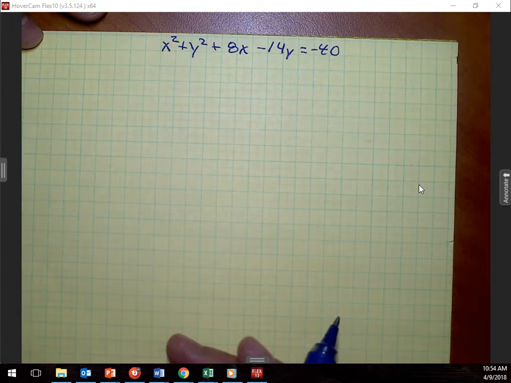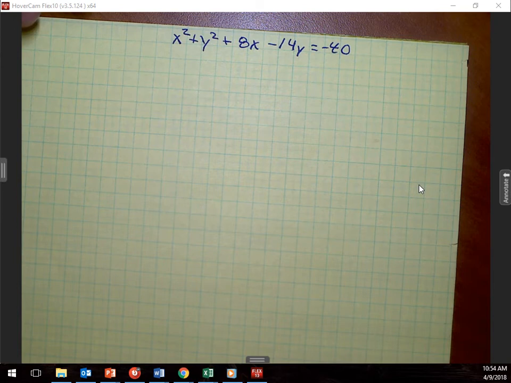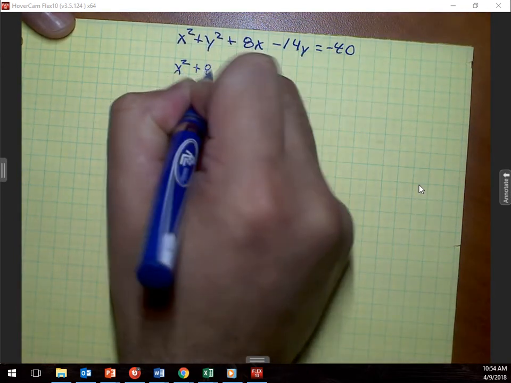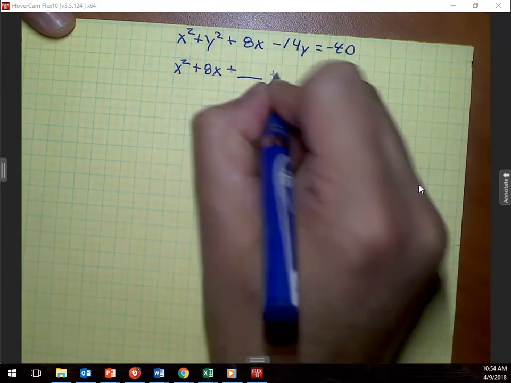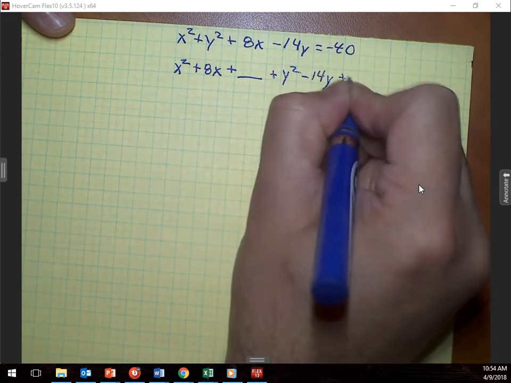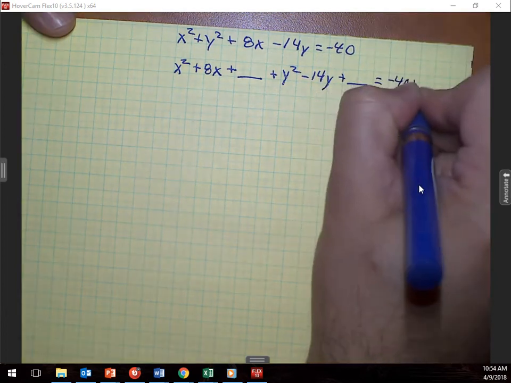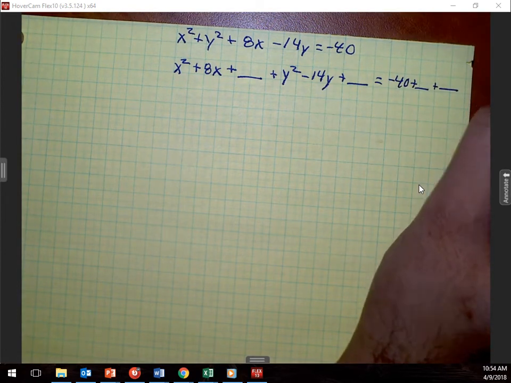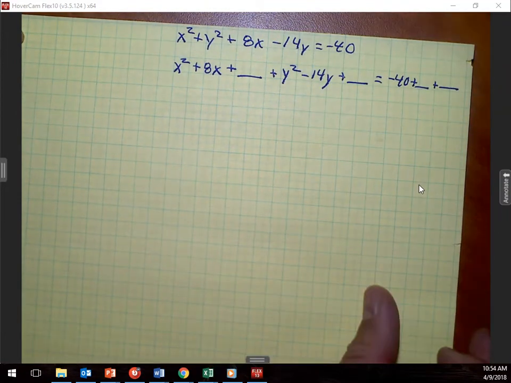Combine like terms. You have to put x squared minus 8x. Yes, rearrange it, right? So we're going to rearrange it. That's very good. So rearranging it, it's going to be x squared plus 8x plus something here, plus y squared minus 14y plus something is equal to negative 40 plus something, right? You guys recall that? That's the first thing we do. Organize it. So organize it right here.